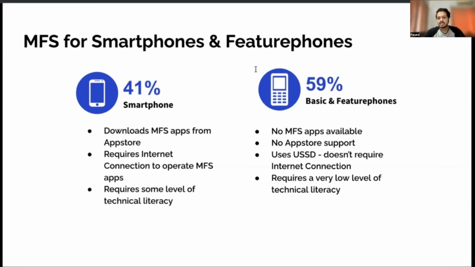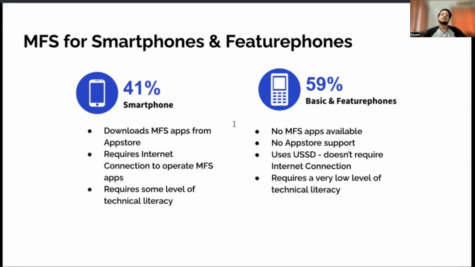smartphones, and feature phones. Smartphone apps can be generally downloaded from their app store, and it requires an internet connection for using any MFS app. And using both the smartphone and MFS apps requires some level of technical literacy. On the other hand, MFS apps are not available in basic or feature phones because there is no App Store support. Instead, these phones mostly rely on USSD methods, which are facilitated by their mobile carriers.